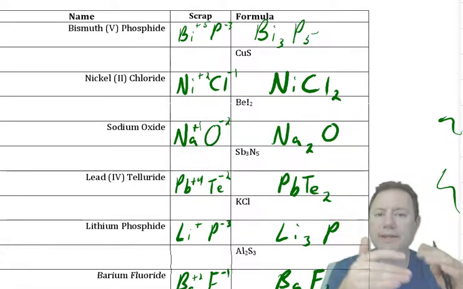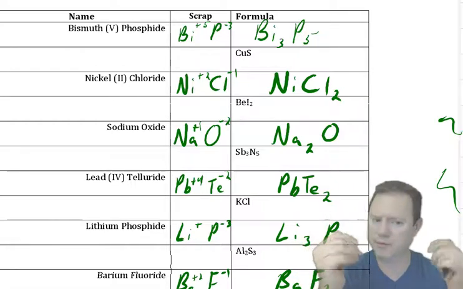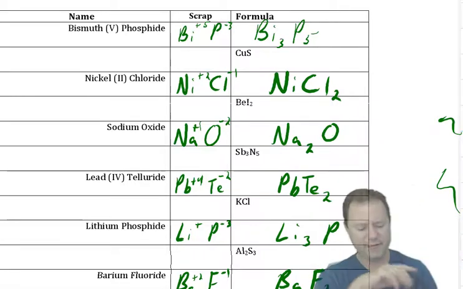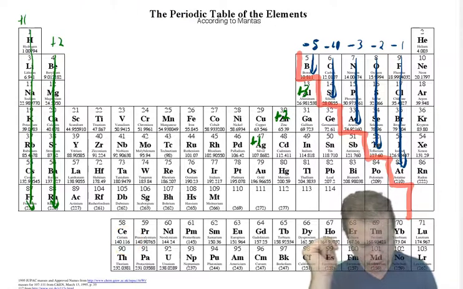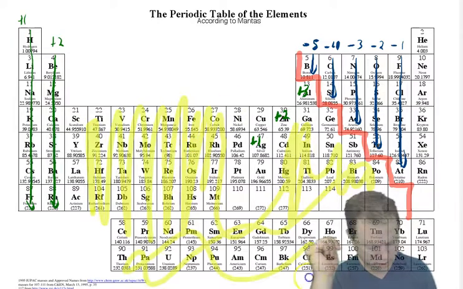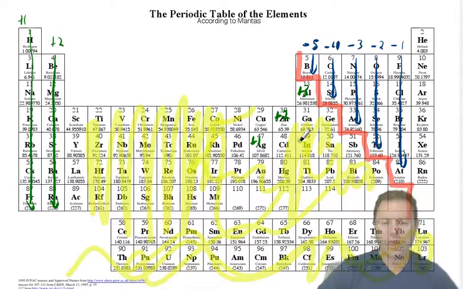We saw that some of these used Roman numerals to indicate the charge. Some of them didn't. Well, if I go back to this, it shouldn't be a mystery. The ones that needed the Roman numerals are all of these guys. All but the greens need Roman numerals. I don't know why Pd never got colored. There it goes. Okay, they need Roman numerals.